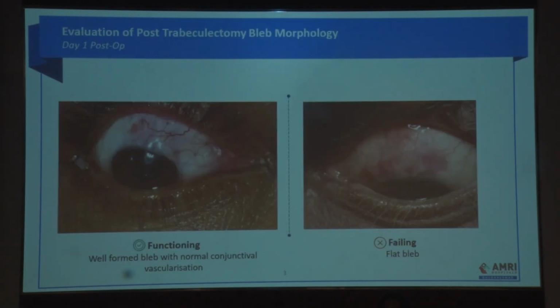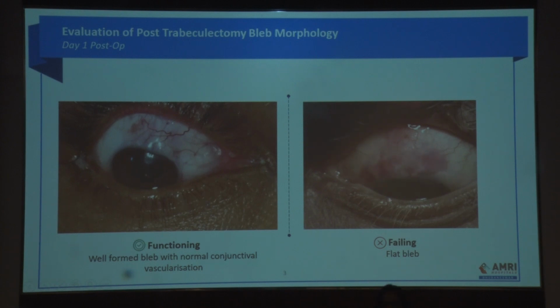Coming to the first day Bleb, it's a functional Bleb on the left side with a well-formed cystic Bleb and normal conjunctival vascularization. This was followed for 6 months regularly, and it was a functional Bleb. From the first day appearance, this can show whether the Bleb is going to be functional or not.